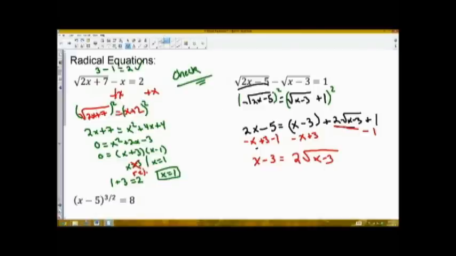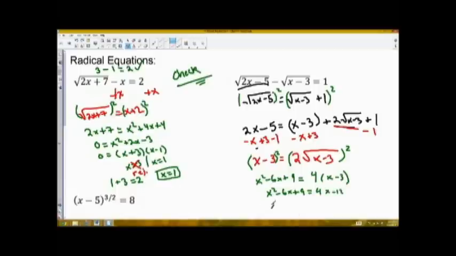Now, the reason I isolated that radical again is because I again need to get rid of this radical, so I'm going to repeat that same process as the beginning and square both sides. I end up with x squared minus 6x plus 9 is equal to, I have to distribute this exponent, so 2 squared is 4, and the square root of x minus 3 squared is just x minus 3. So what I end up with here is x squared minus 6x plus 9 is equal to, distribute my 4, 4x minus 12.